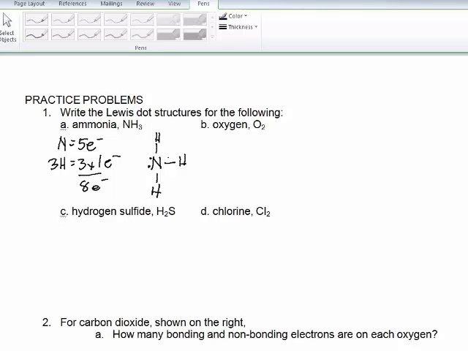And now we need to check that each atom here has a full octet. Hydrogen should have only 1 bond, 1 and only 1 bond. Nitrogen has 3 bonds and a lone pair. That adds up to 8 total electrons, so we're good here.